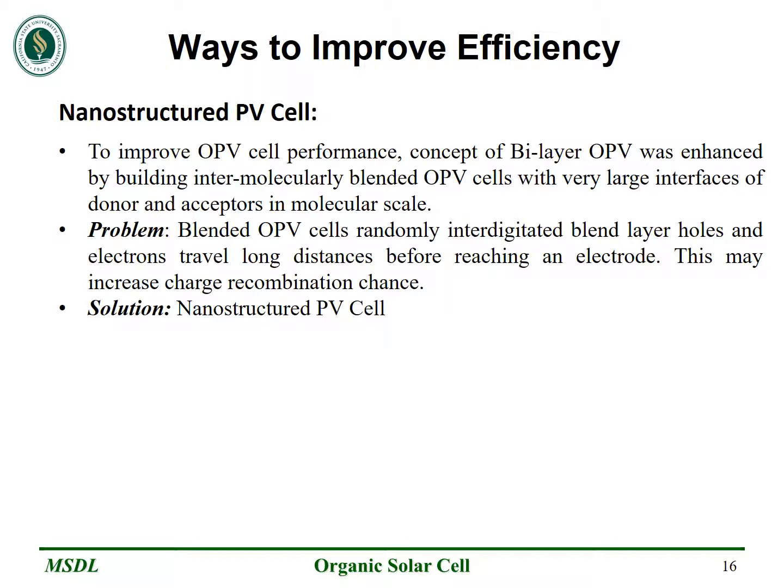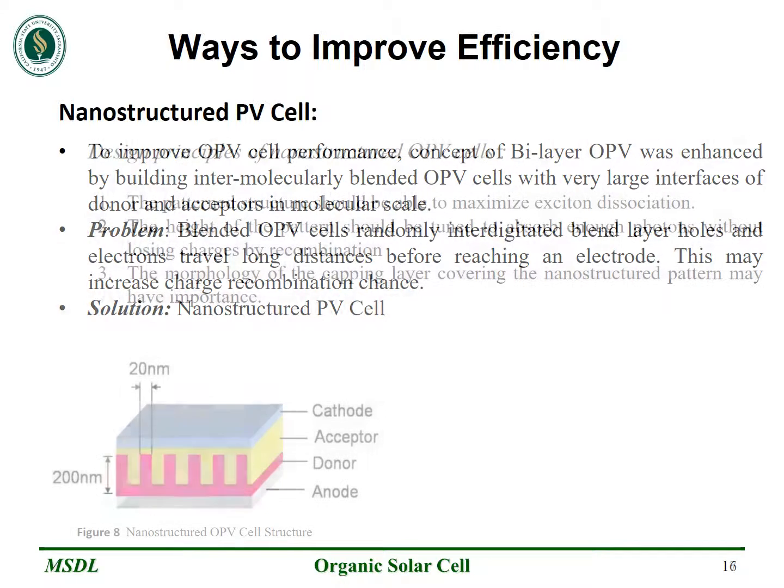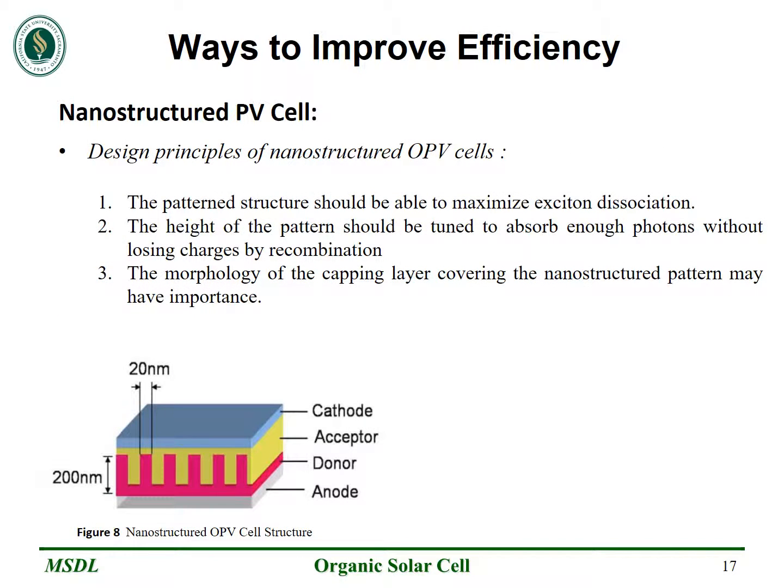To build an excellently well-performing nanostructured OPV cell, the following design steps should be addressed. First, the structure should be able to maximize exciton dissociation. Second, the height of the pattern should be tuned to absorb enough photons without losing charges by recombination. Third, the morphology of the capping layer covering the nanostructured pattern may have importance.